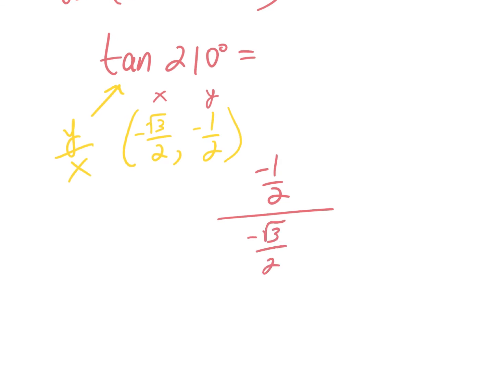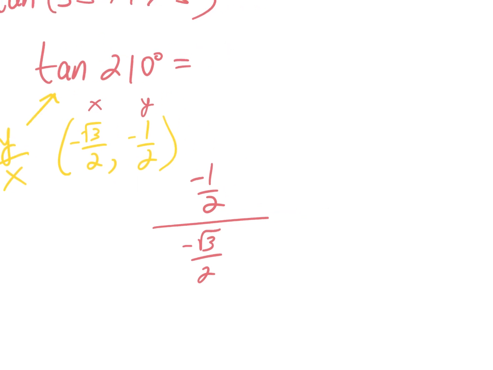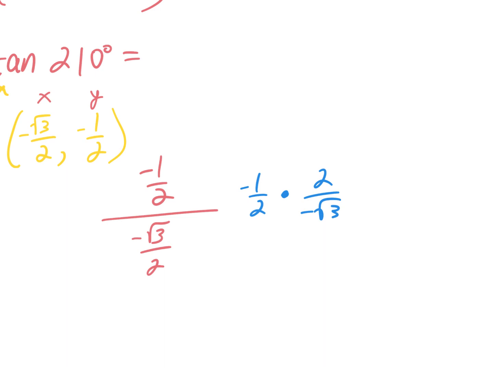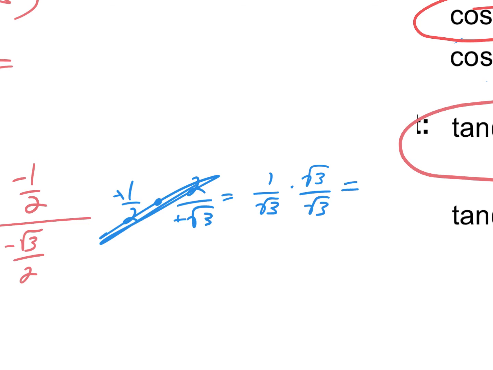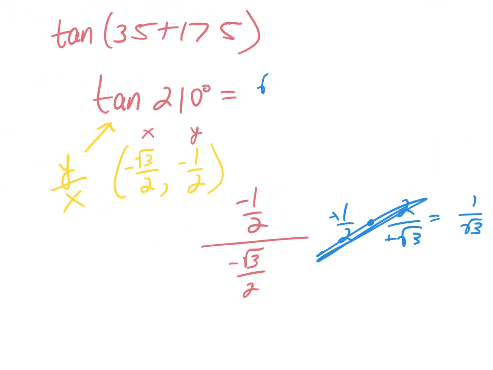Guys, you have a fraction divided by a fraction. Big deal, right? What do you do? You keep, you change, and you flip. What happens to my 2's? They cancel. What happens to my negative on the top and the negative on the bottom? It cancels. So I'm left with 1 over the square root of 3. Is that okay? No, what do you do? Perfecto. So my tangent of 210 happens to be the square root of 3 over 3.